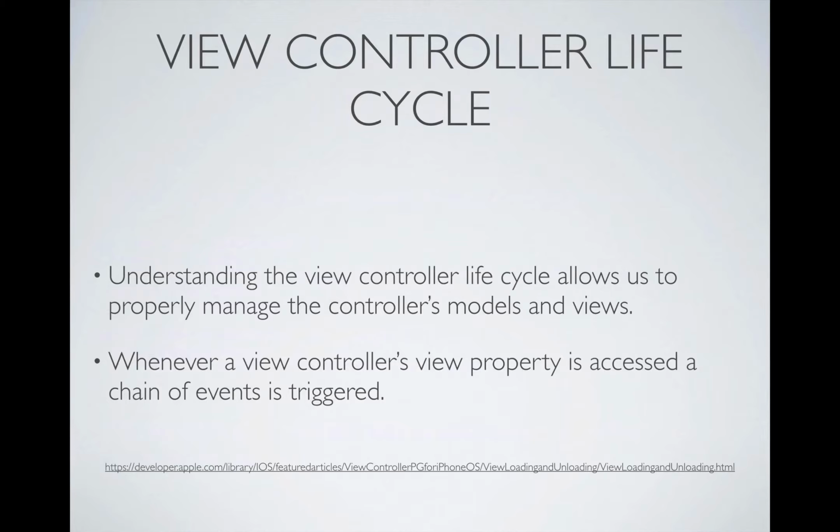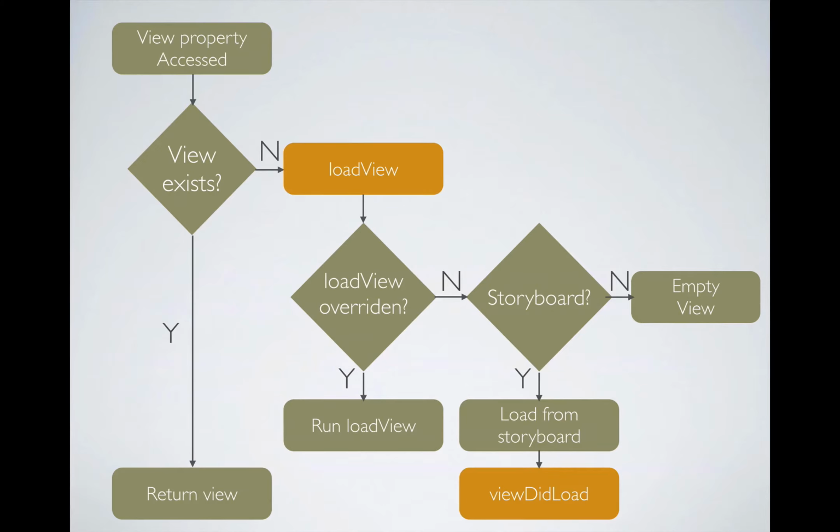Recall, a view controller has a view property, and that view property references the top level element in the view hierarchy. So when that is accessed, the following happens. First of all, the framework checks to see, does the view actually exist? If it does, that means it's been referenced previously, and the view is simply returned. But the interesting situation is when that view is non-existent. In that case, we go and call load view.